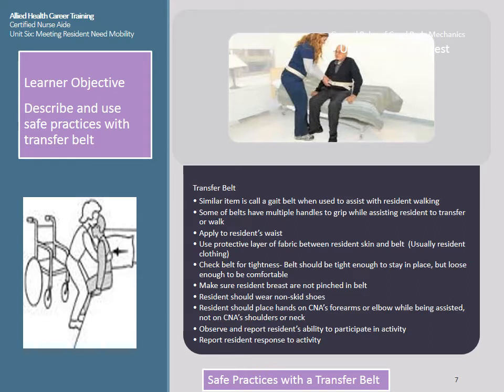Some belts have multiple handles to grip while assisting the resident to transfer or walk. Always use a protective layer of fabric between the resident's skin and the belt. This is usually their clothes. This helps to prevent skin breakdown. Check the belt for tightness. The belt should be tight enough to stay in place, but loose enough to be comfortable. Always make sure that the resident's breasts are not pinched in the belt.